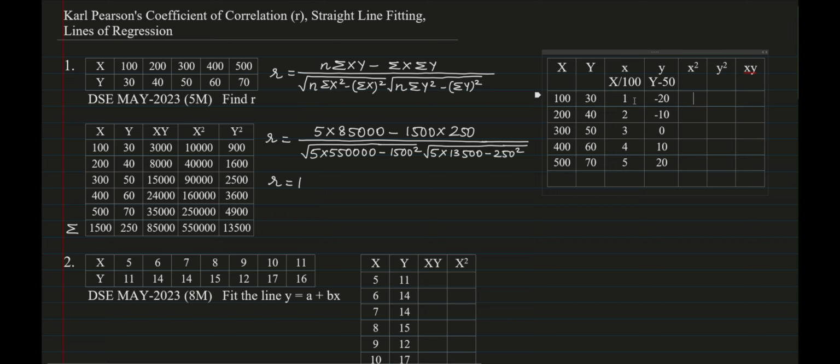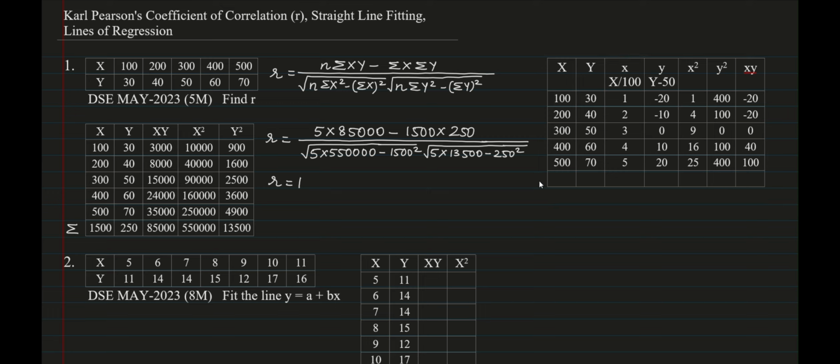Now let's calculate x square, that is 1 square 1, 2 square 4, 3 square 9, 4 square 16, 5 square 25. For y square, minus 20 square is 400, minus 10 square is 100, 0 square is 0, 10 square is 100, 20 square is 400. x into y: 1 into minus 20 is minus 20, 2 into minus 10 is again minus 20, 3 into 0 is 0, 4 into 10 is 40, 5 into 20 is 100.